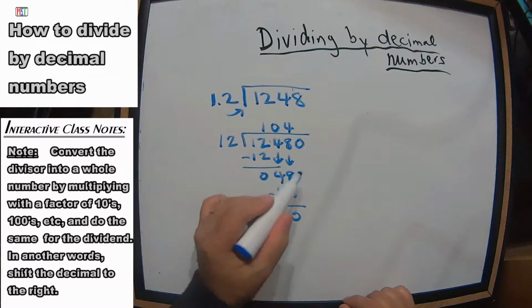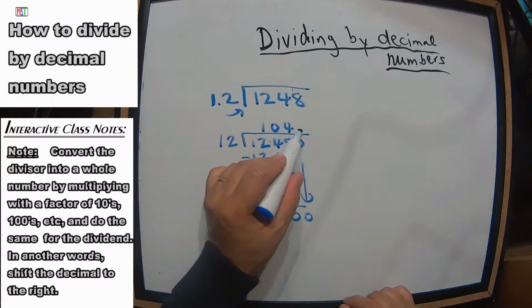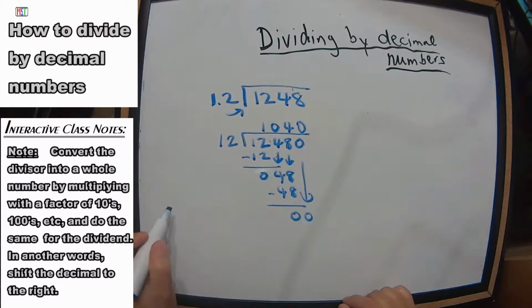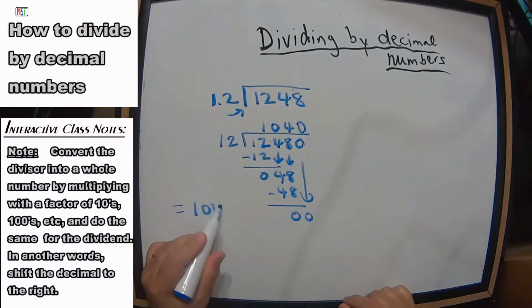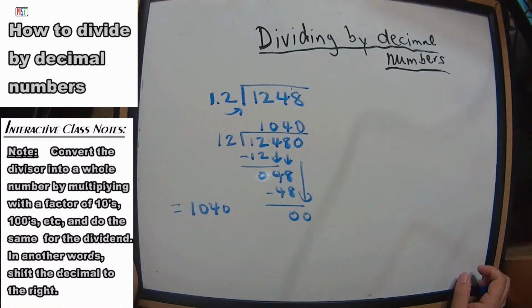Subtract the difference, 0. Bring down the 0. 12 cannot go into 0, so put a placeholder there. So the final answer is 1040. So 1.2 divided into 12,480 is 1040. Alright, let's do another example here.